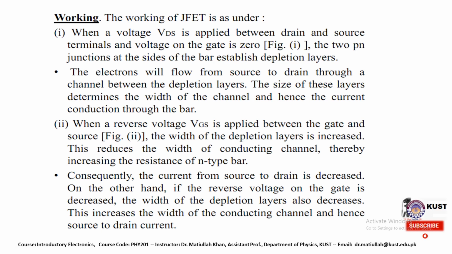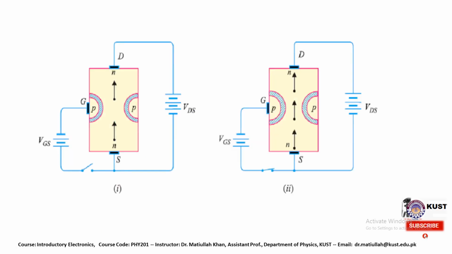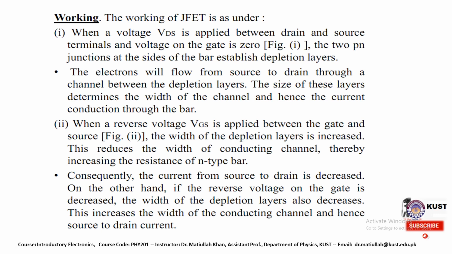When an external potential difference is applied between the drain and source, the two p-n junctions at the sides of the bar establish the depletion layers. The electrons will flow from the source to the drain through the channel between the depletion layers. The size of these layers determines the width of the channel and hence the current conduction through the bar. Whether the width of this depletion layer increases or decreases depends upon the gate voltage. That describes the working, and it can control the magnitude of current passing through. Consequently, the current flowing from source to drain is decreased when the channel is reduced.